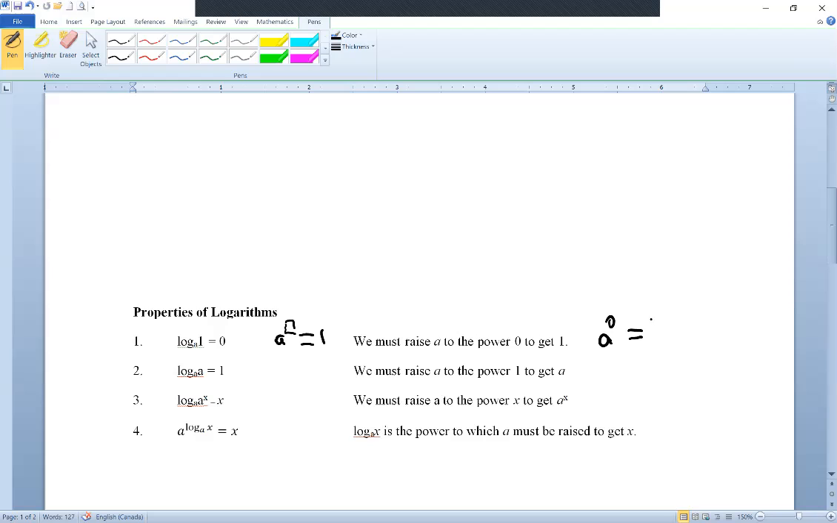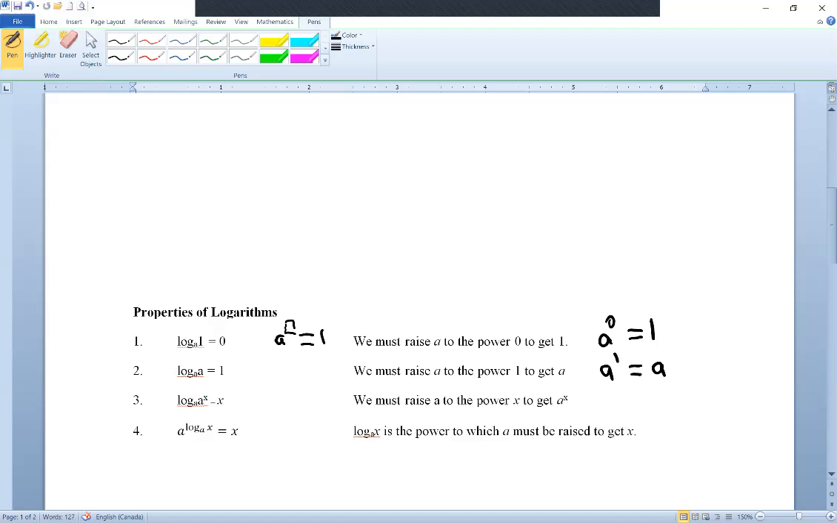So I'm still going to translate the logarithmic form into an exponential form. Same with property 2, log base a of a is equal to 1. I think a lot of you understand that. A to the something must be equal to a, that had to be 1. And so that's what the unknown was. So we must raise a to the power of 1 to get a.